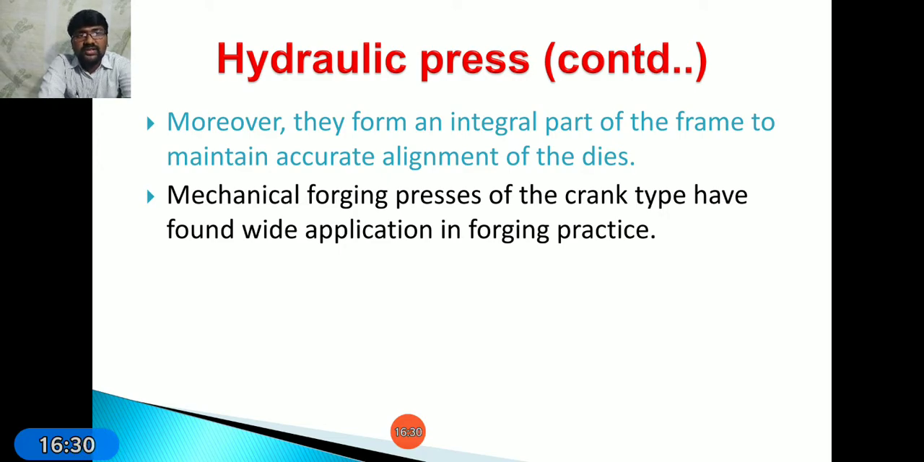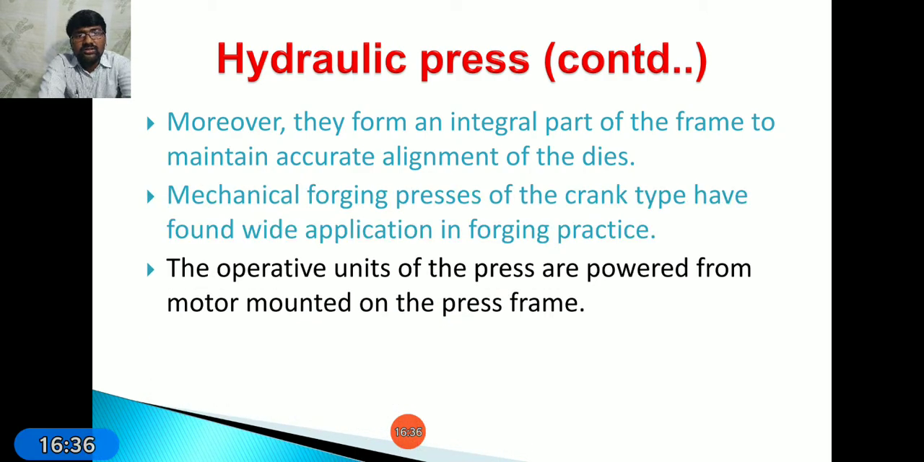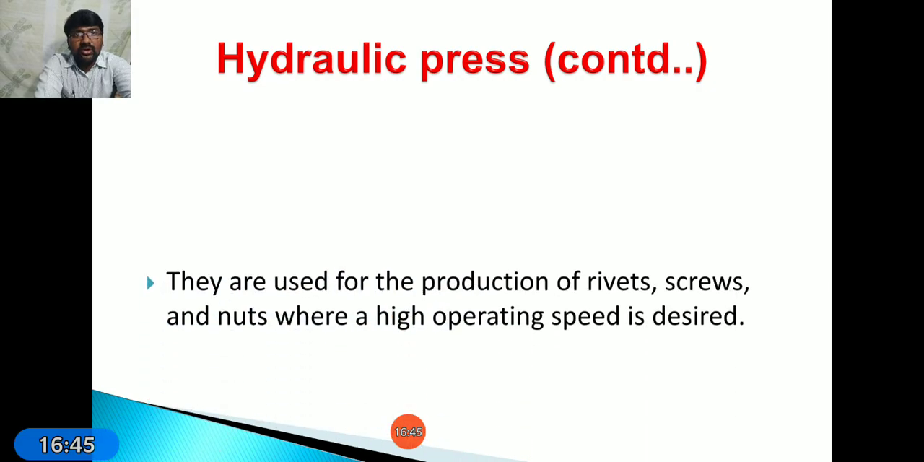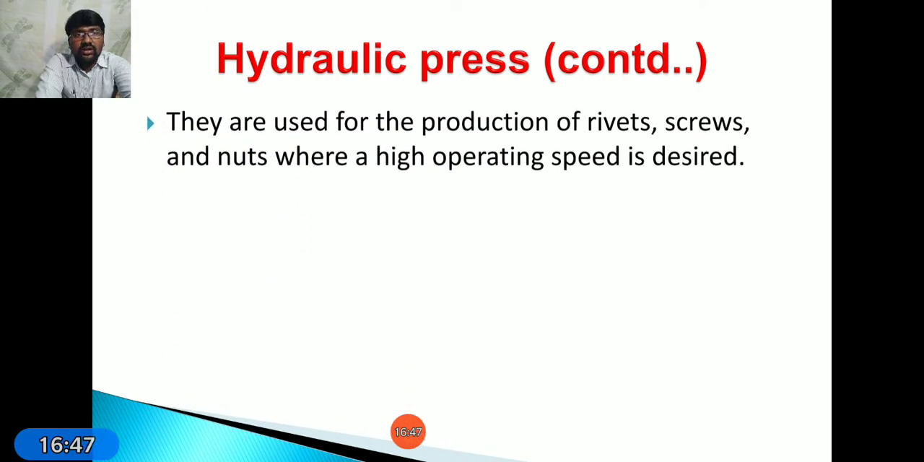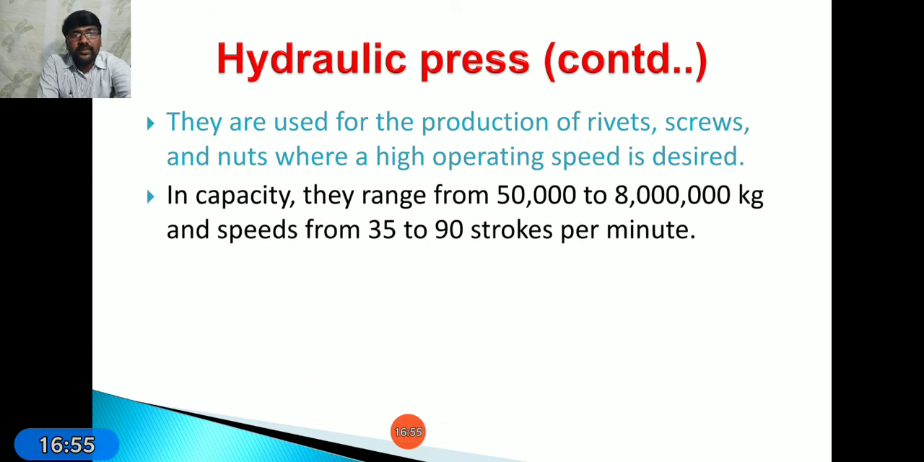Mechanical forging presses of the crank type have found wide application in forging practice. The operative units of the press are powered from the motor mounted on the press frame in some cases. Next, coming to hydraulic presses, they are used for production of rivets, screws, and nuts, where a high operating speed is desired. In capacity, they range from 50,000 to 8,000 kgs.